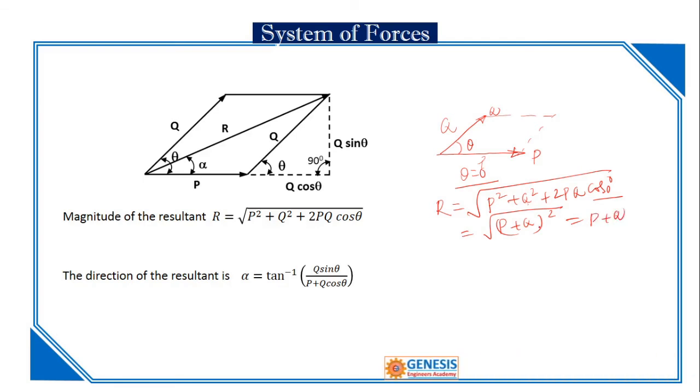Then it becomes (P plus Q) whole square, and under root this becomes P plus Q. That means what? P and Q are in the same direction. If you take this problem as vectors, it will look like this one. This is P and Q is also on this one. So if the vectors are in the same direction, the resultant will be also in the same direction, then R is equal to P plus Q.